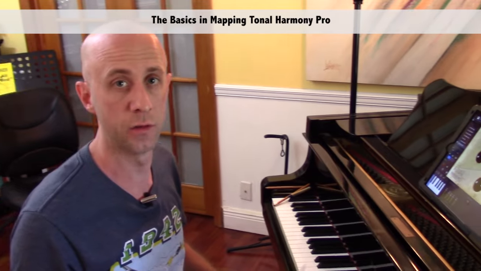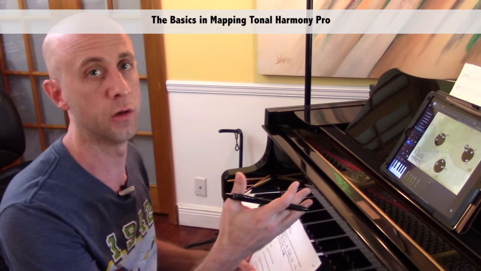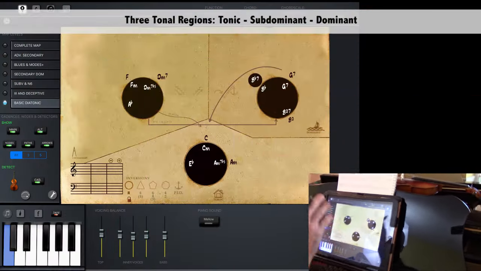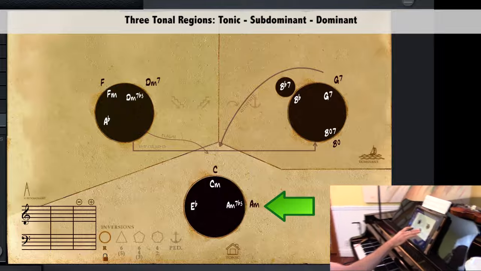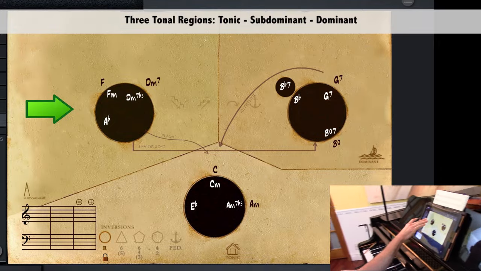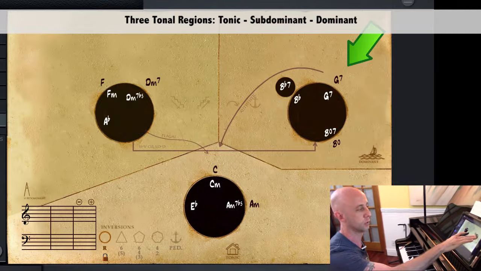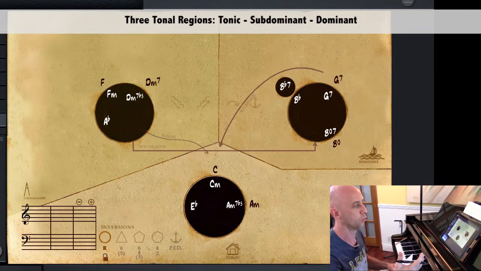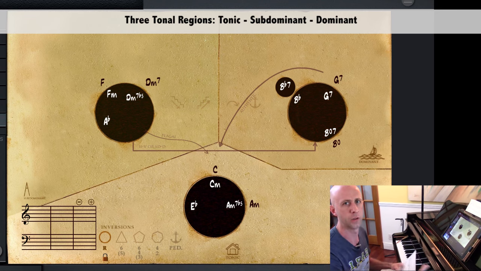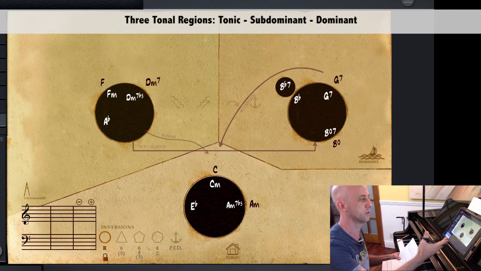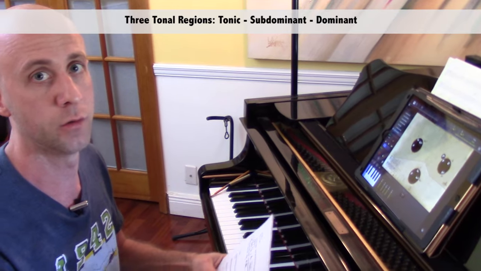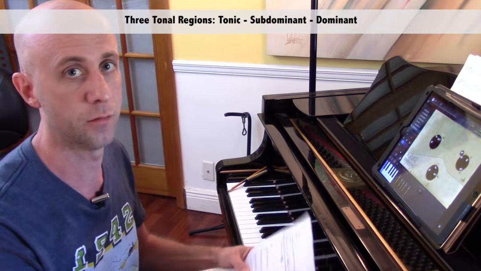Alright, so here are some of the basics with regard to using Mapping Tonal Harmony Pro. One of the first things we need to understand is how the map looks and how we've divided the map into three regions. We've got our tonic region over here, our subdominant grouping or region over here, and our dominant grouping over here. Now it's really important to understand when you're looking at a chord progression where in this map the chord you're looking at falls. Does it fall into the tonic region? Does it fall into the subdominant region, etc.? Because you're not going to know how to reharmonize that chord or do whatever you want to do after or before that chord until you figure that out first.